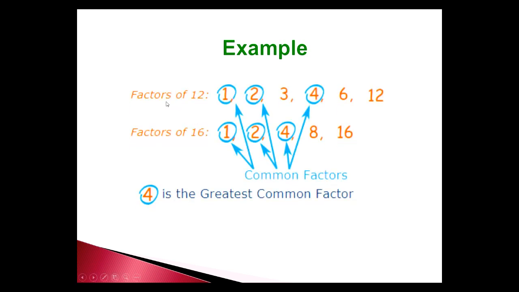here you can see two numbers are written, 12 and 16, and if we find the factors of 12, the factors of 12 are 1, 2, 3, 4, 6 and 12, and the factors of 16 are 1, 2, 4, 8 and 16. Their common factors are 1, 2 and 4. And what is the highest common factor among all these three factors? 4. So 4 is the greatest common factor or highest common factor.